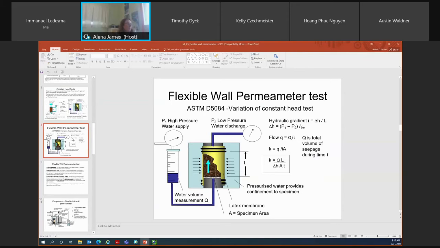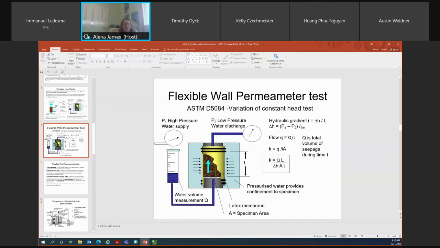So for your flexible wall permeameter test, I've had a discussion on the formula and what each of the different parameters in the formula stand for. Remember, do you guys remember the flow of water? Does water flow from high head to low head or low head to high head? Remember this from Mike's class? Right. High head to low head? Correct. So water always flows from high head to low head.